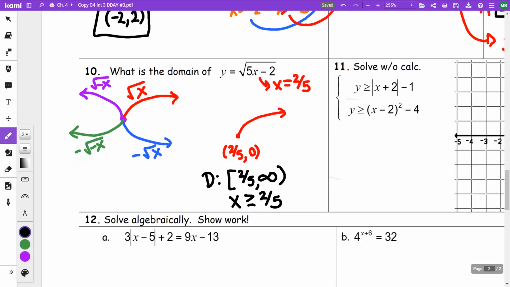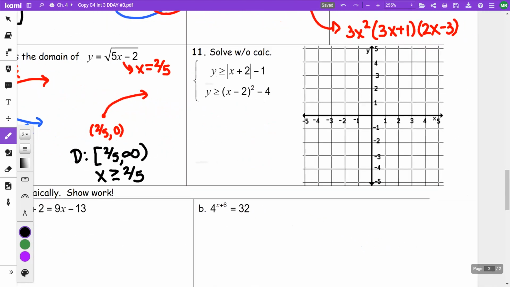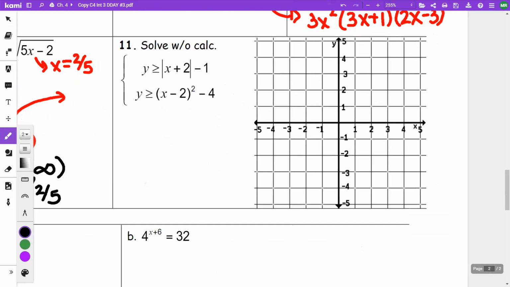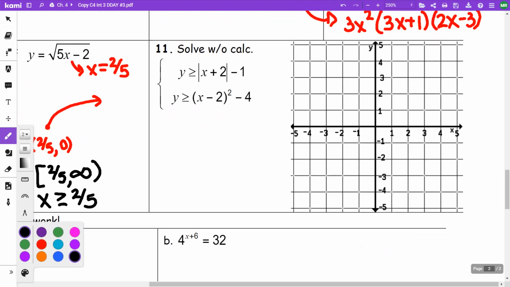On 11, we're going to be doing a system of inequalities. Okay, so I'll do one in red, one in blue. I'll do this one in red. This is an absolute value. It's going to be at (-2, -1). So I'm going to go to (-2, -1) and accurately draw my graph, which is basically up 1 over 1, up 1 over 1, same on the other side. Pay attention to solid or dashed. It's solid because of the equal. So I'm going to draw my solid line.